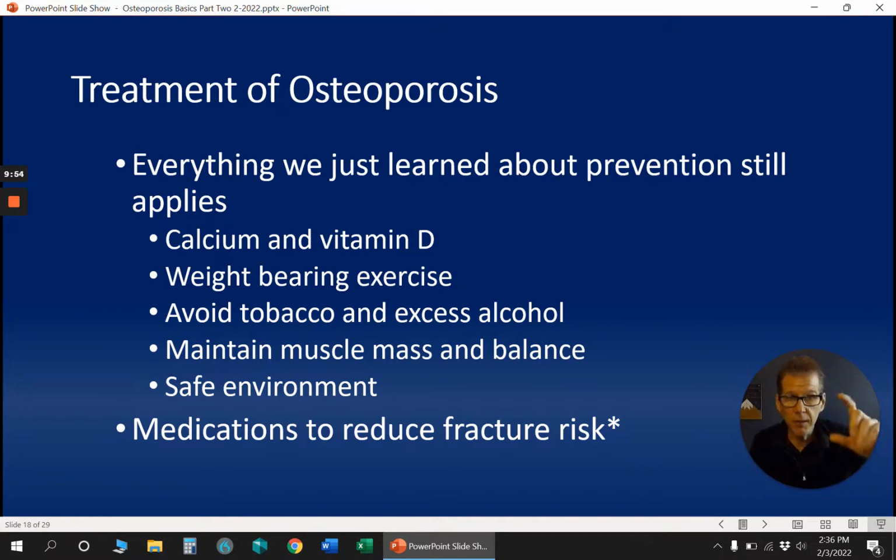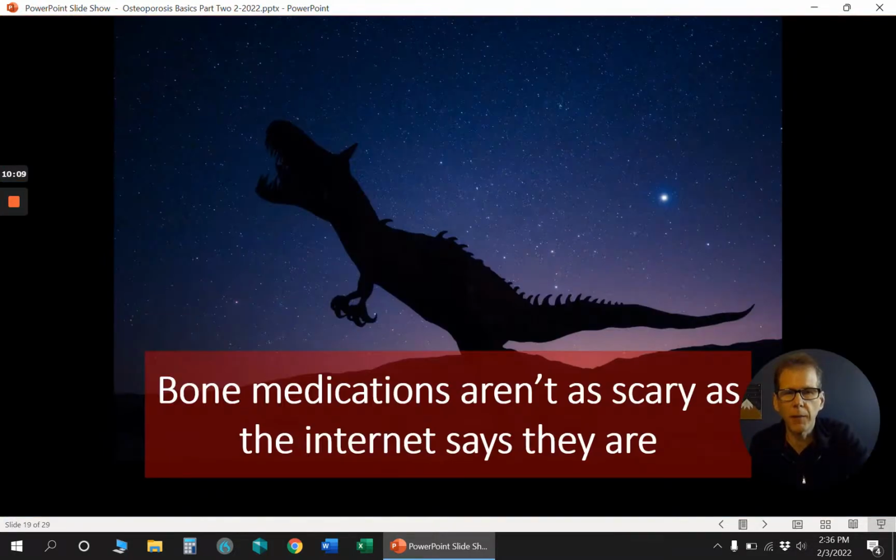And these things often can help to preserve bone density. They don't typically increase bone density. They may help to preserve bone density, but for some people, medications to reduce the fracture risk can be beneficial and should be discussed. So let's talk about those.